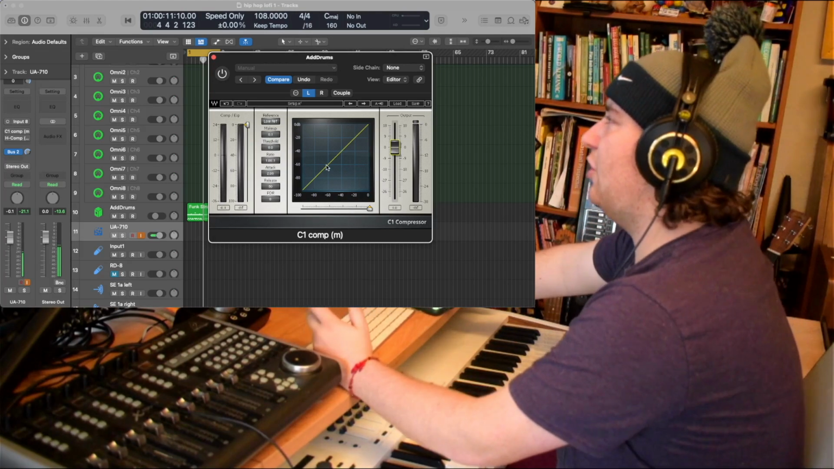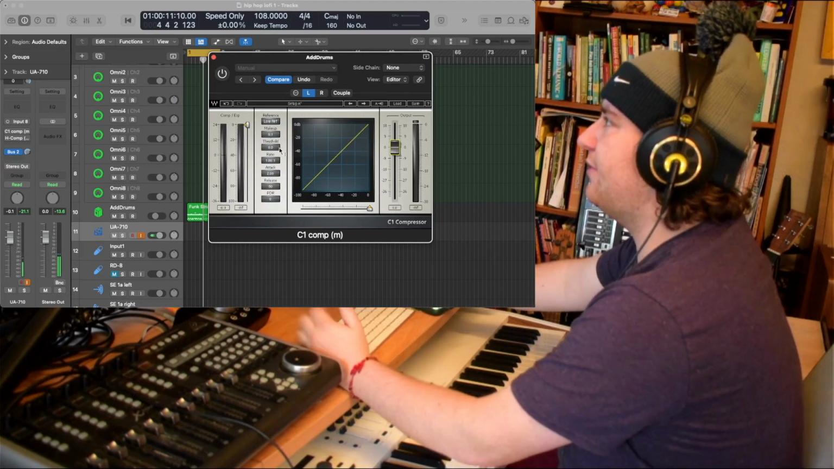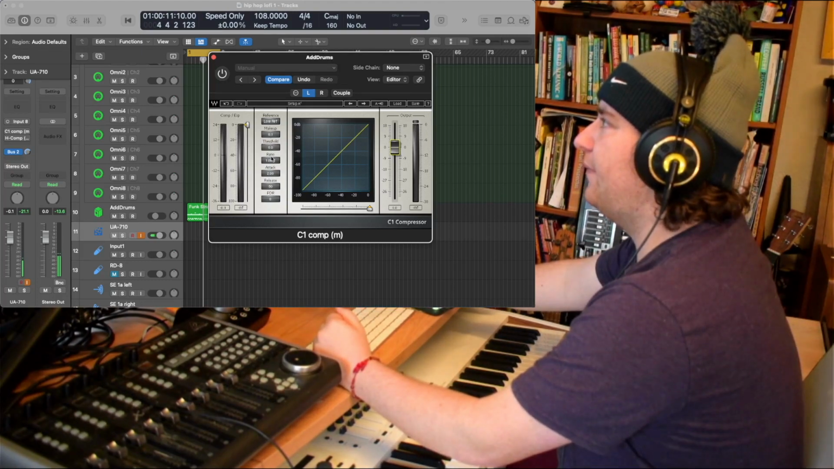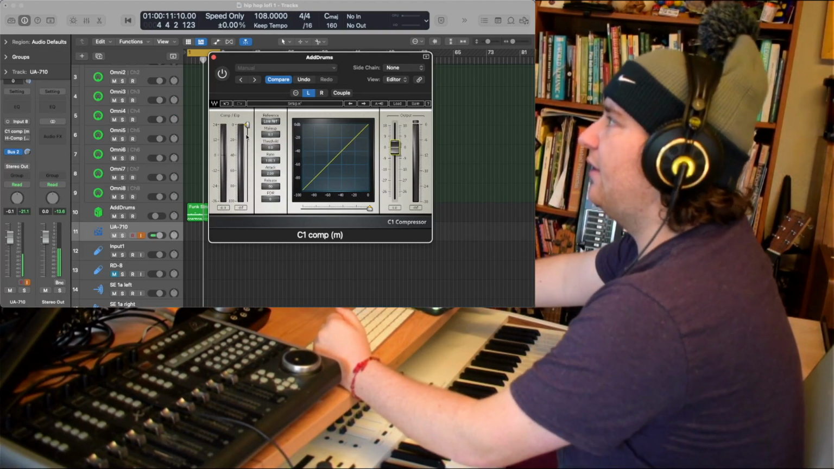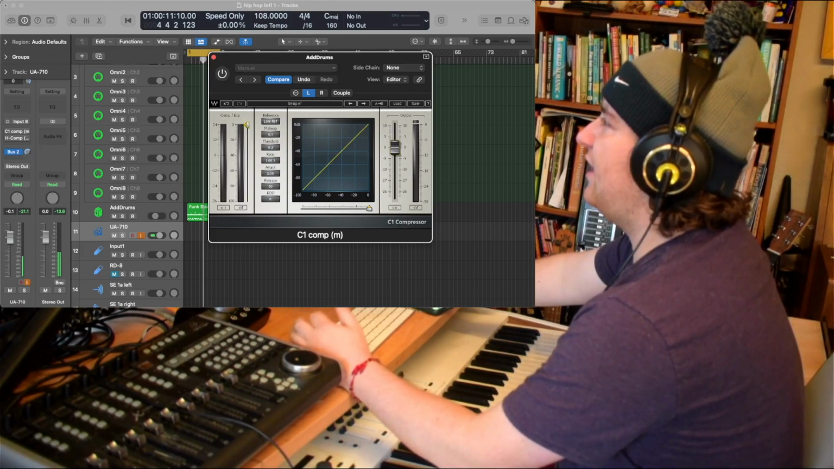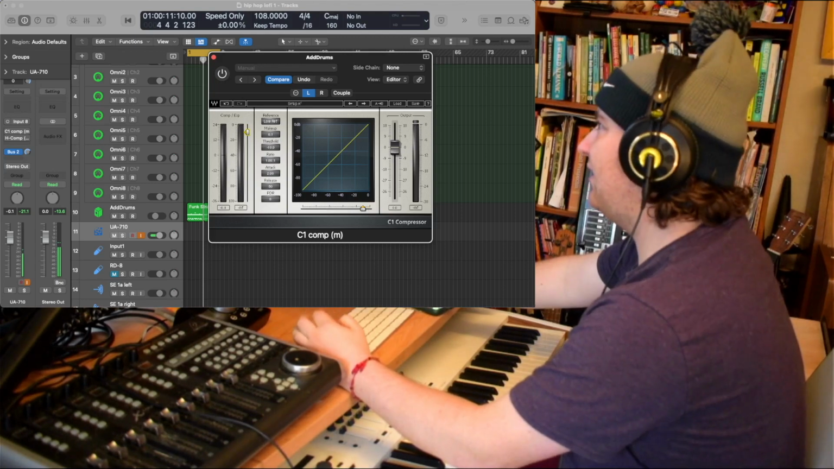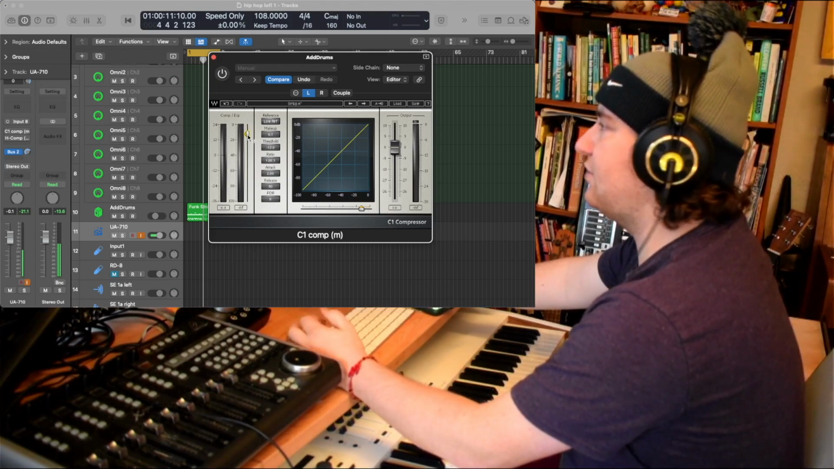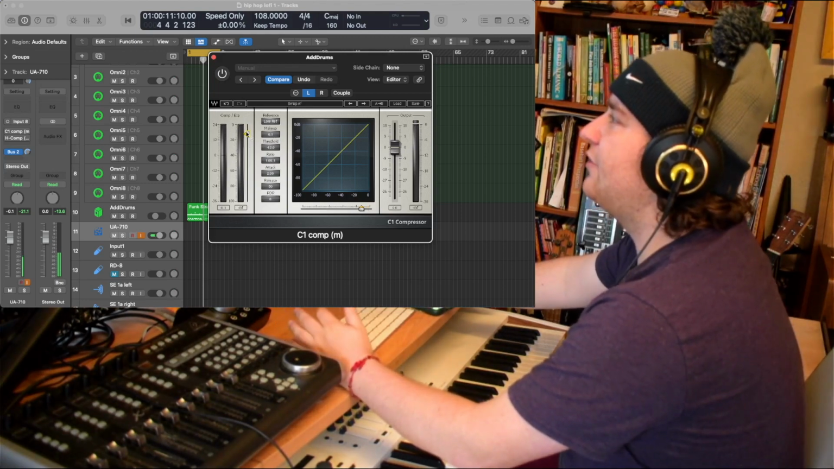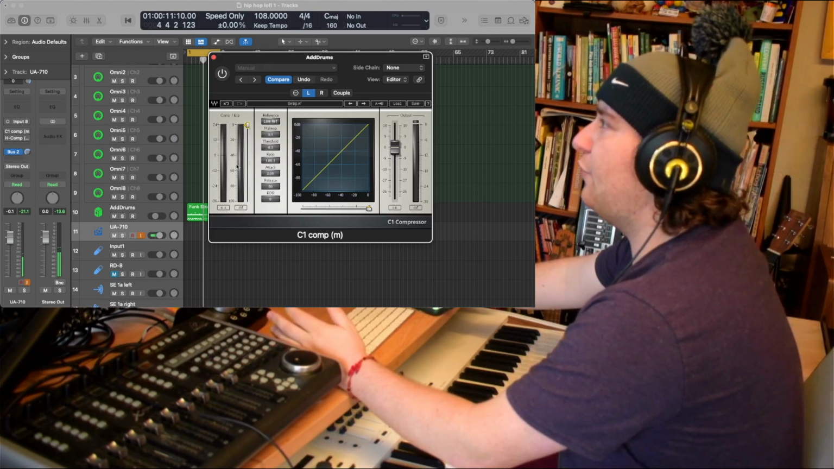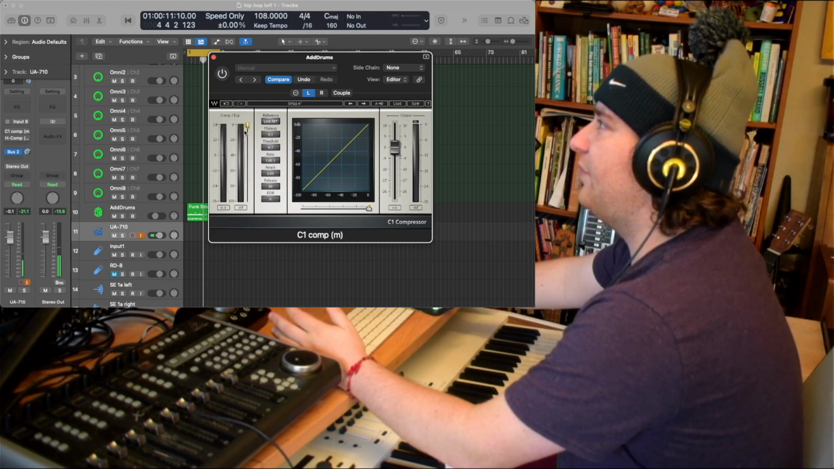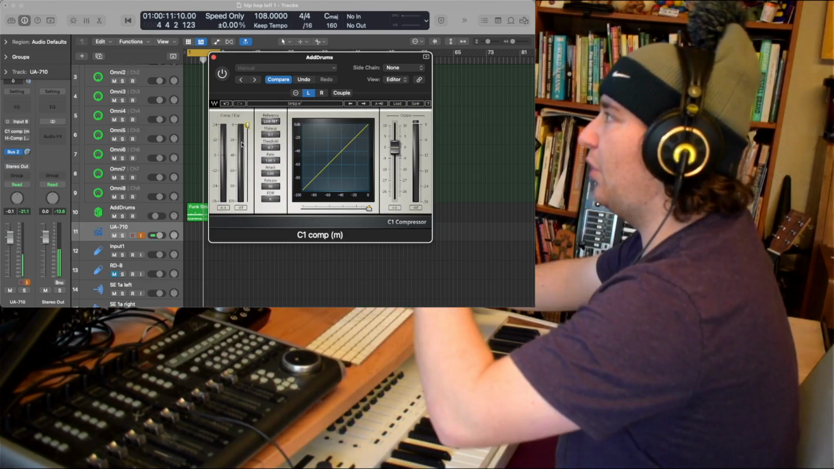Regardless, let's talk about the two main elements of compression, and that would be the threshold and the ratio. Now, the threshold is telling the compressor what volume to start affecting the sound that's coming in through the compressor. So the sound's coming in, and it's going to peak at a certain level. Wherever that peaks is where you're going to want to put it below that, compression-wise.